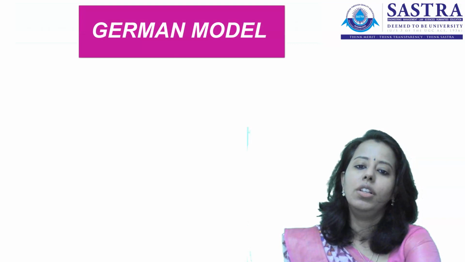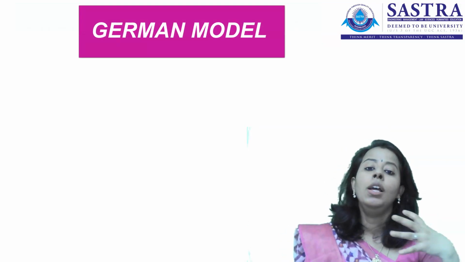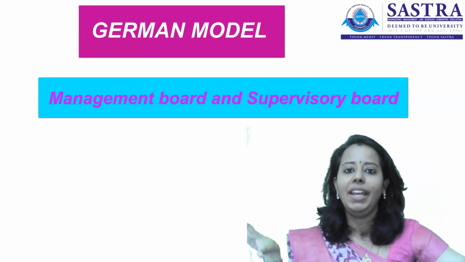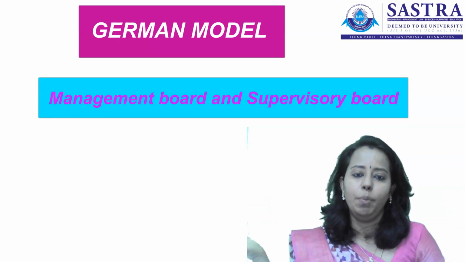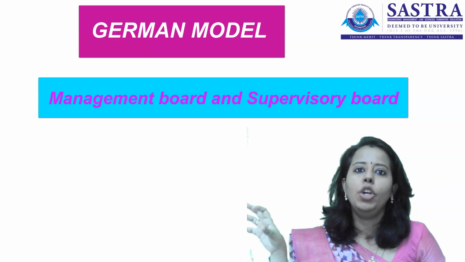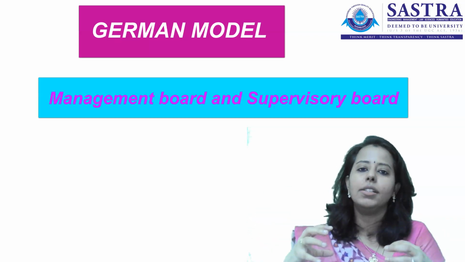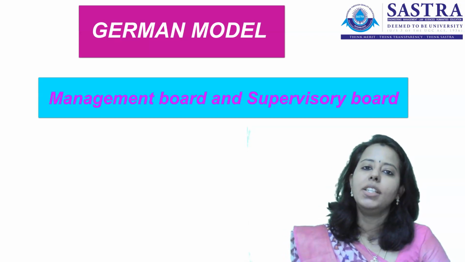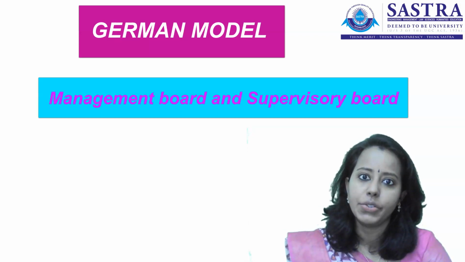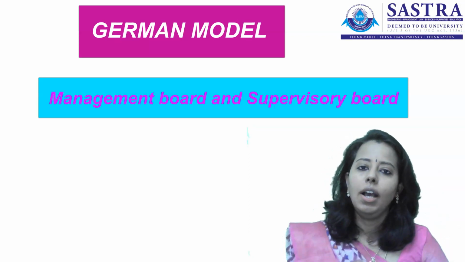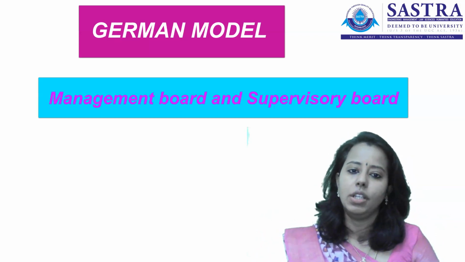Now let's move on to the next model, which is the German model. See, in the German model, there is a two-tiered board system. It has a management board and a supervisory board. The management board is made up of inside executives of the company. The supervisory board is made up of outsiders. They will be shareholder representatives as well as labor representatives.